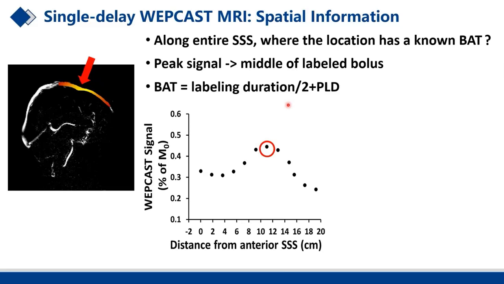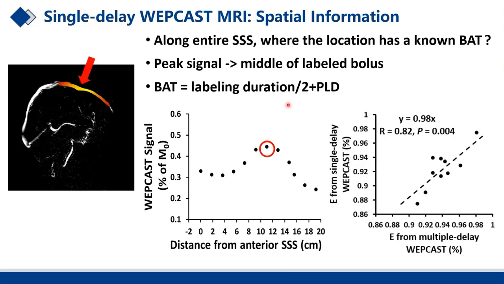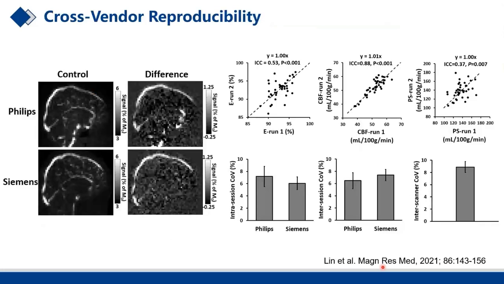So here we are transferring this temporal information into spatial information, and then we're able to calculate the extraction fraction from just a single-delay WEPCAST, and that is correlated with the multi-delay WEPCAST. And that means we can get, without the bolus arrival time, this BBB permeability in just 5 minutes. So with this much shortening of the scan time, we can do a lot of other studies, not just clinical studies, but also some technical verification.